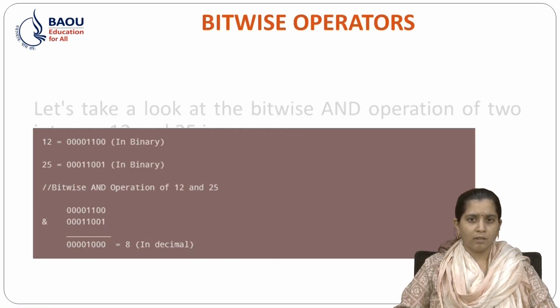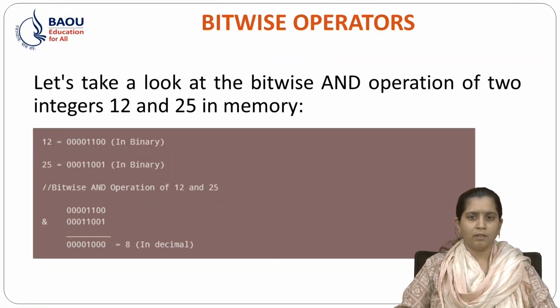So this is how bitwise operators work in the compiler. In the compiler, 12 is equal to 0 0 0 0 1 1 0 0 in binary, and 25 is equal to 0 0 0 1 1 0 0 1 in binary. So when I do the AND operation on these, what I will get is 8 in decimal.